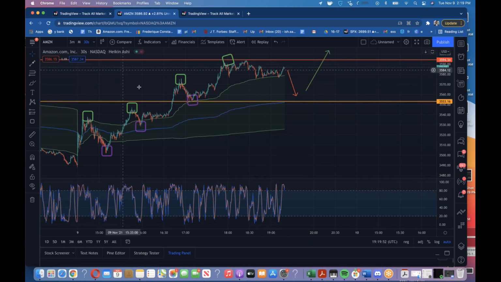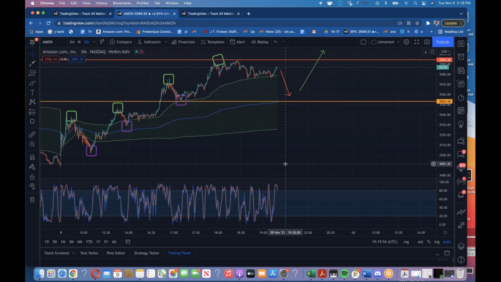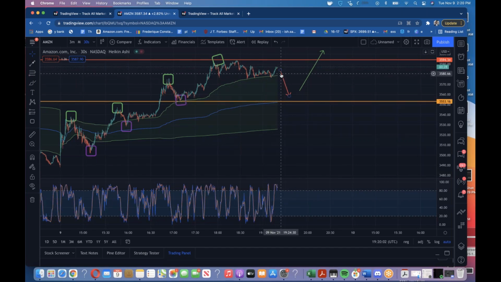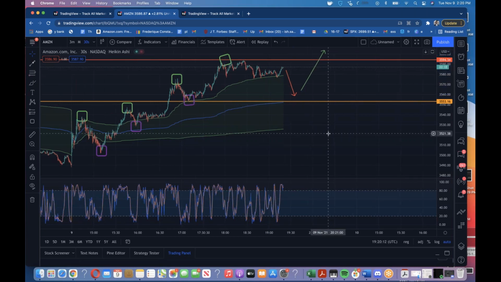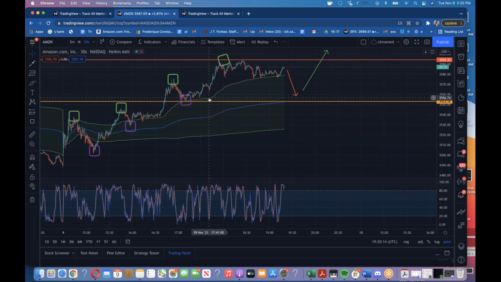So what you can see is that's what we're reasonably expecting, right? There's no guarantee that Amazon is going to go down all the way to the level. It could decide to rip through right now and go through. There's no guarantee that that's going to happen. It could happen like that, right? However, what we want to understand is that if this setup is invalidated, that's when we stop out, right? That's when we stop out.